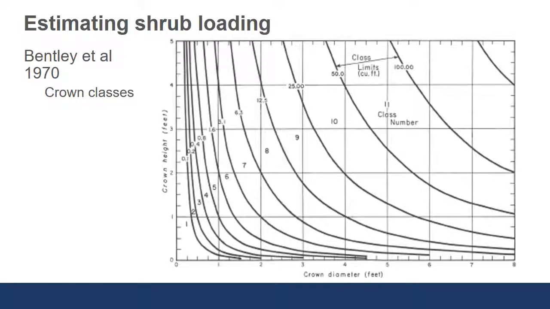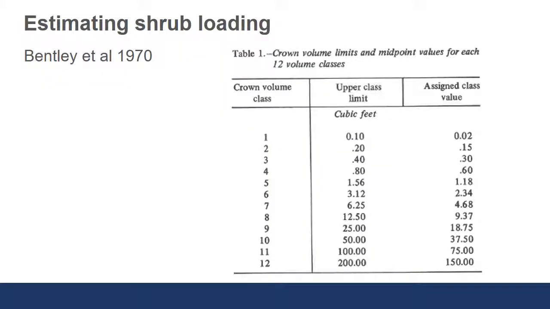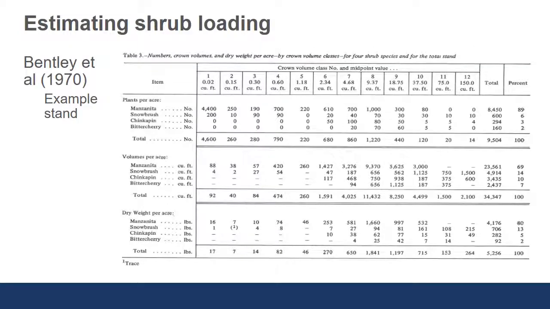Bentley et al. simplified this process by classifying all vegetation based on their diameter and height. You could use this table to estimate crown class and volume. Once you have estimated the crown class, you can assign each class a volume value. Here is a sample of what the full table would look like in a sample stand. Take a few minutes to look it over.